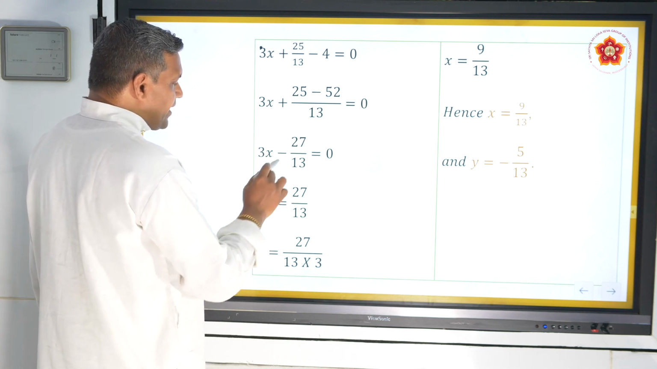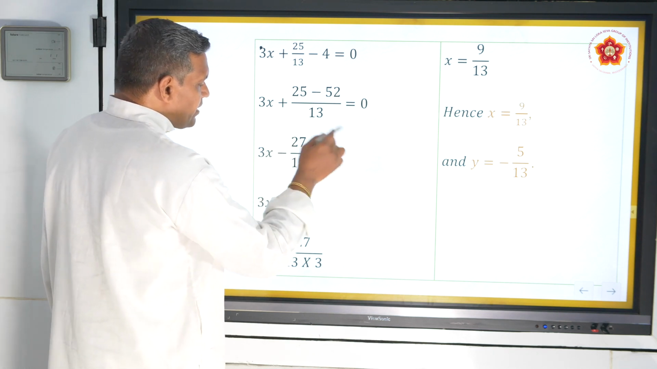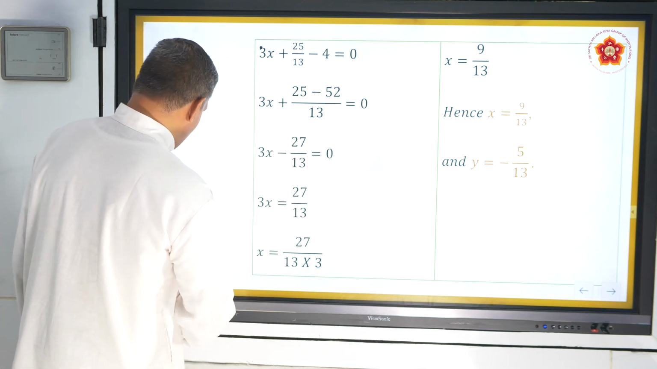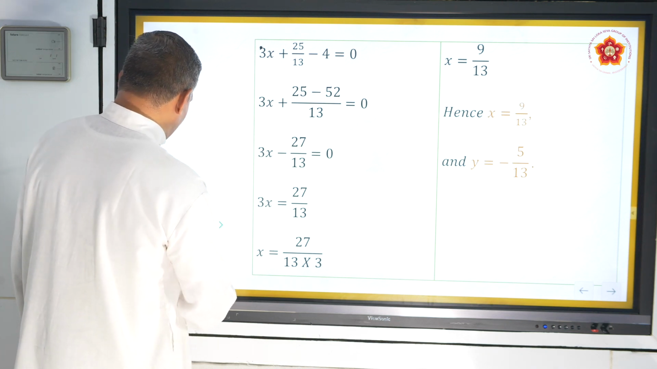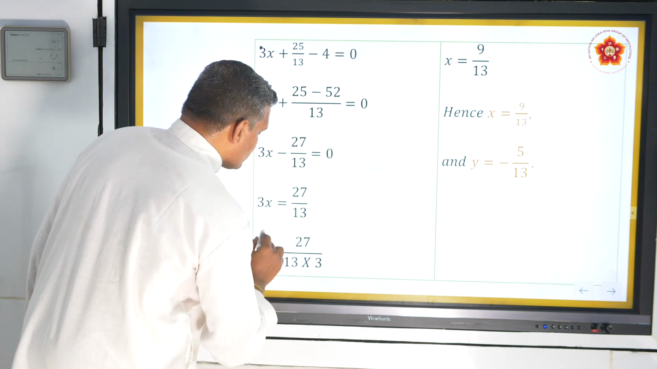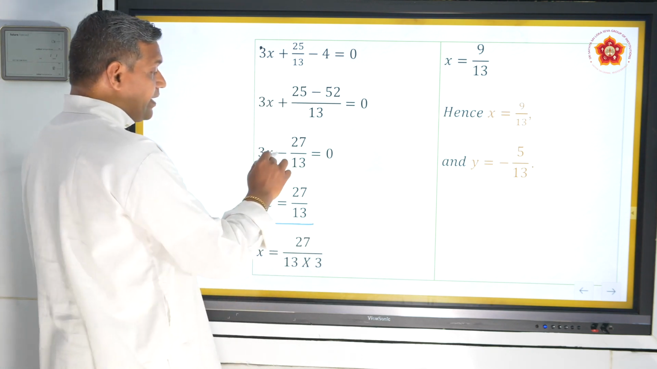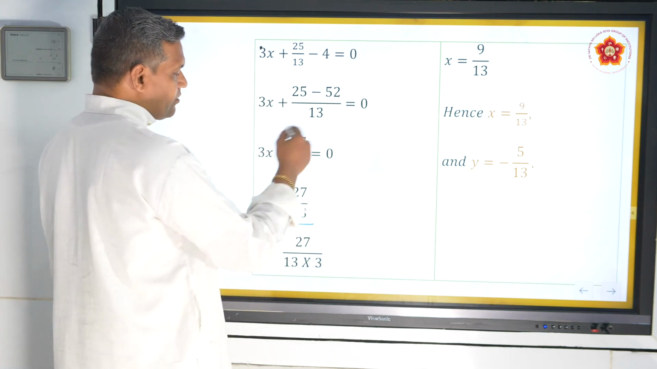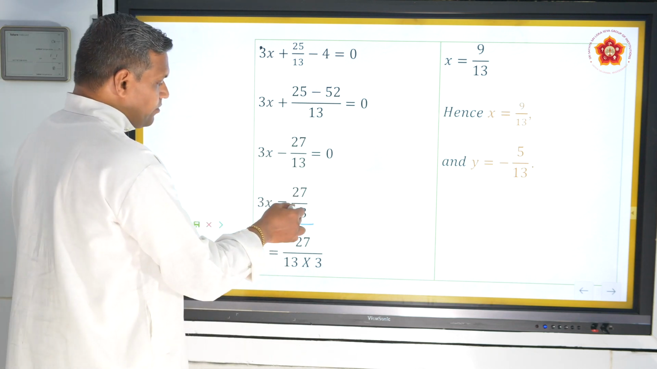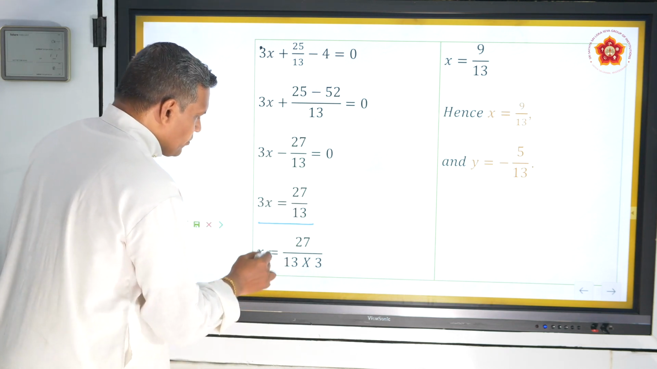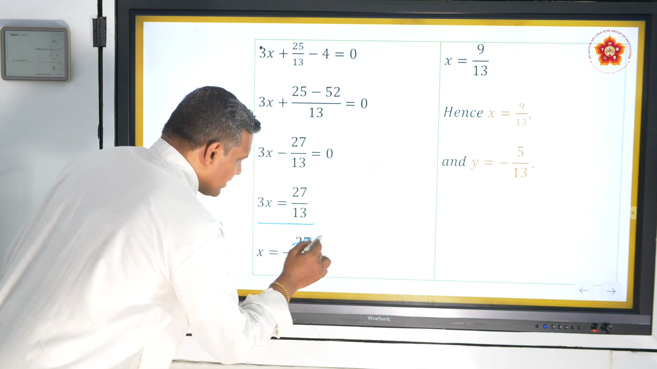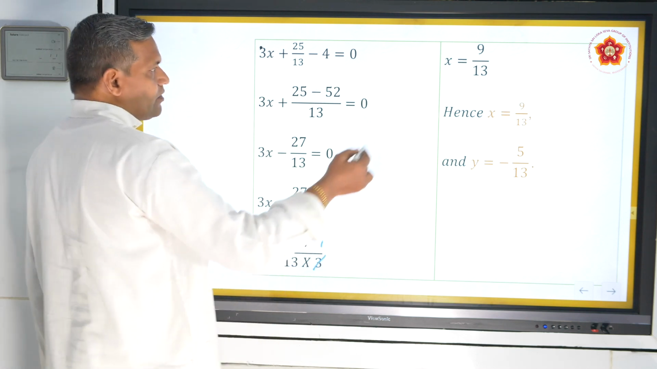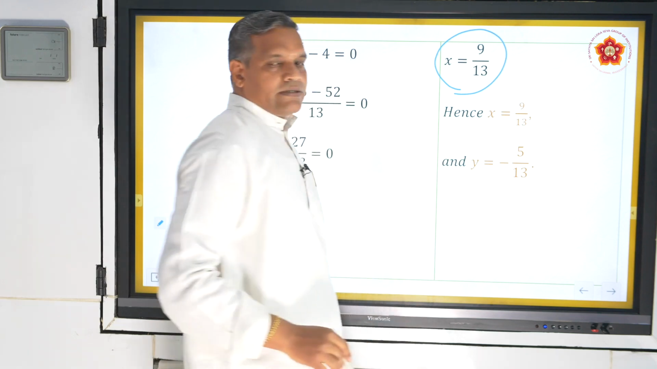Now you transpose this minus 27 by 13 to that side. So 3x is equal to 27 by 13, minus converts into plus. Now x is equal to, transpose this 3 also, then cancel. 3 ones are 3, 3 nines are 27. So x is equal to 9 by 13 is the answer.